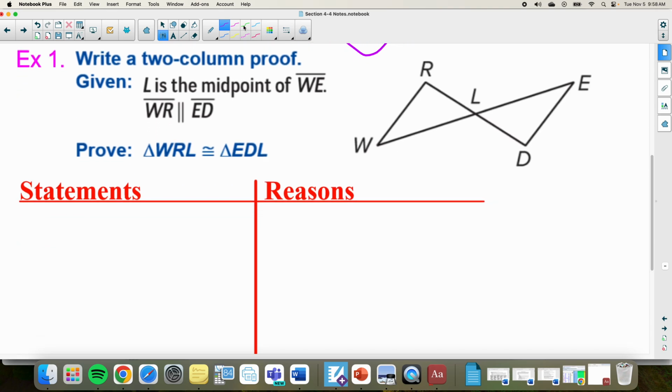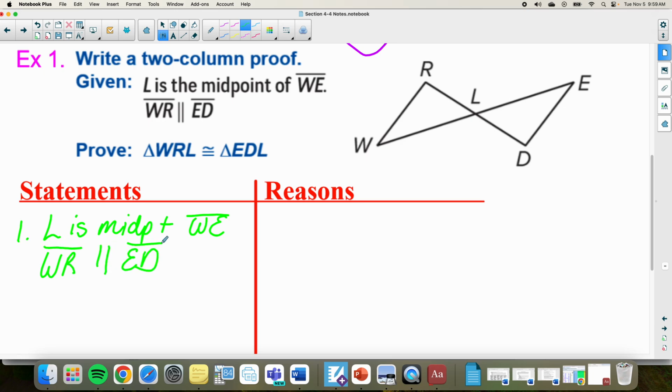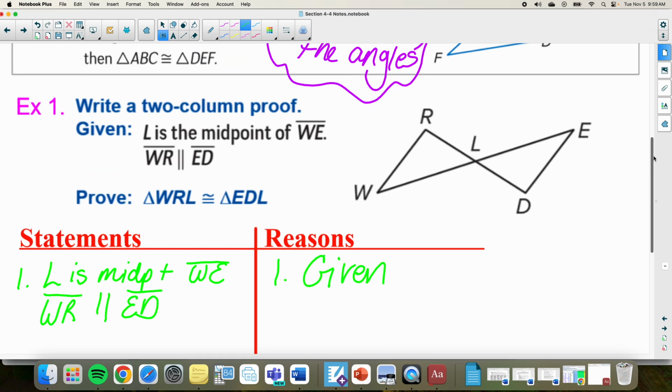So what we're gonna do here is copy down our given. L is the midpoint of WE, and WR is parallel to ED. Okay? So that is our given. Now, we can't do anything with the midpoint quite yet, but let's write the parallel arrows on those two lines, WR and ED, okay?